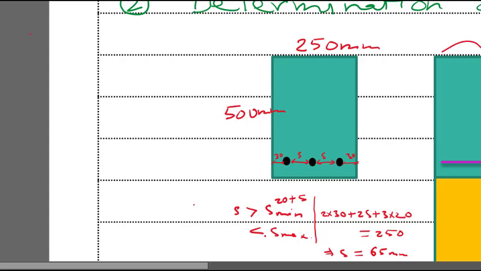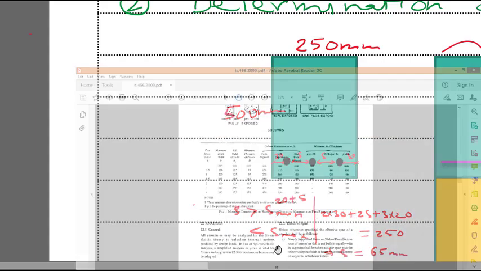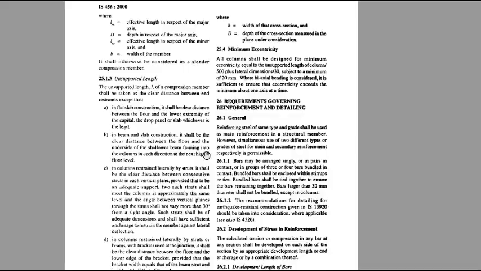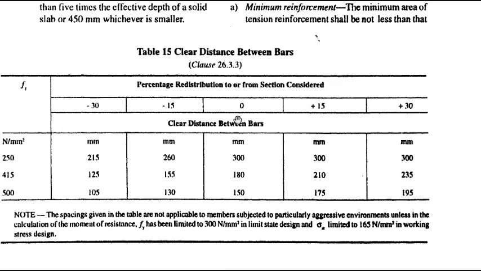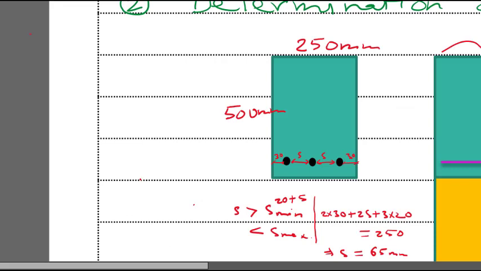Now what is the maximum spacing? If you go to the code, go to page number 46. Here on page number 46, since it's a determinate structure, that is no percentage redistribution, that is 0. For Fe415 steel, what is the maximum spacing between bars? It is 180 mm. So 65 mm is lying between 25 and 180 mm, which is fine for me. So you can definitely embed 3 20 dia bars in the bottom fiber in a single layer.